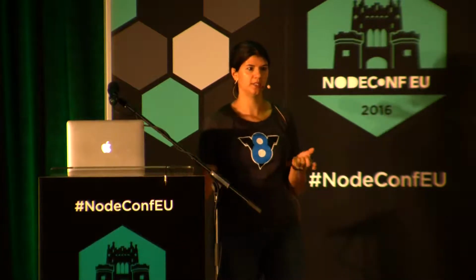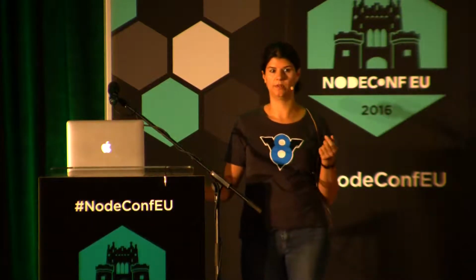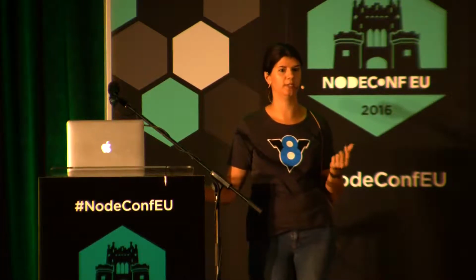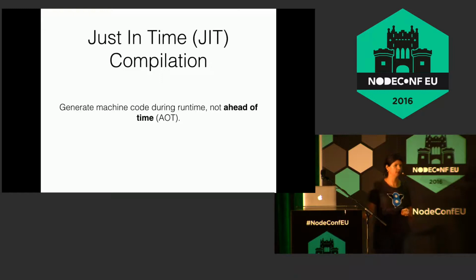And so because there is so little information, the compiler doesn't know at compile time what the types are. JavaScript is using just-in-time compilation. So we generate machine code during runtime, not ahead of time. If you look at a language like C++, it's clearly ahead of time.